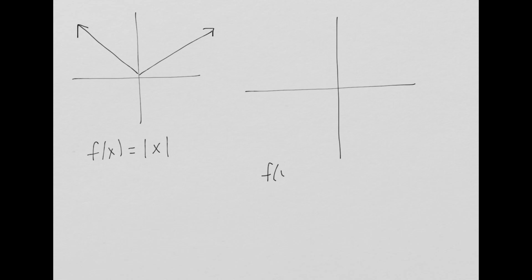Also want to know how to graph 1 over x. So as x gets smaller, the y values become larger, and as x gets larger, the y values become smaller. And then also symmetric about the origin, so there's my 1 over x.